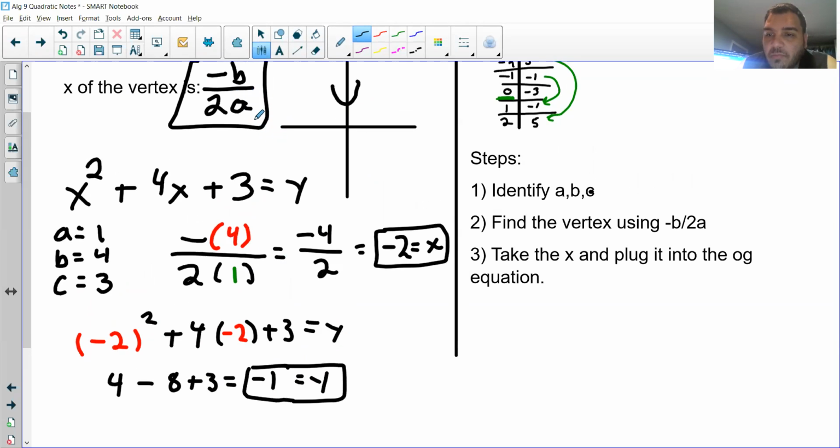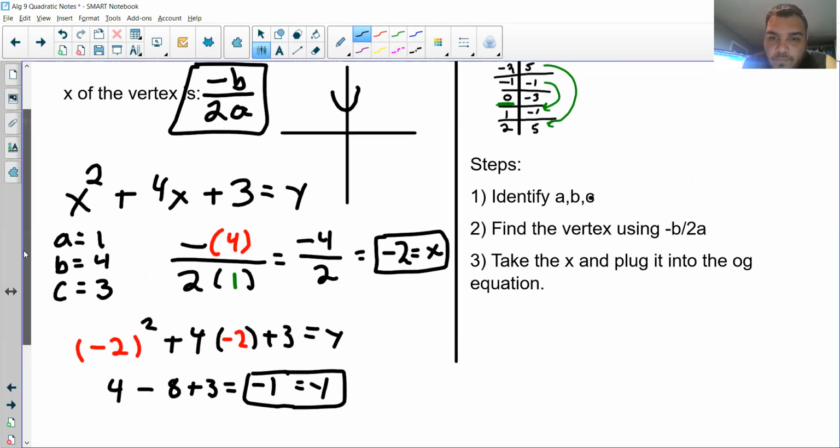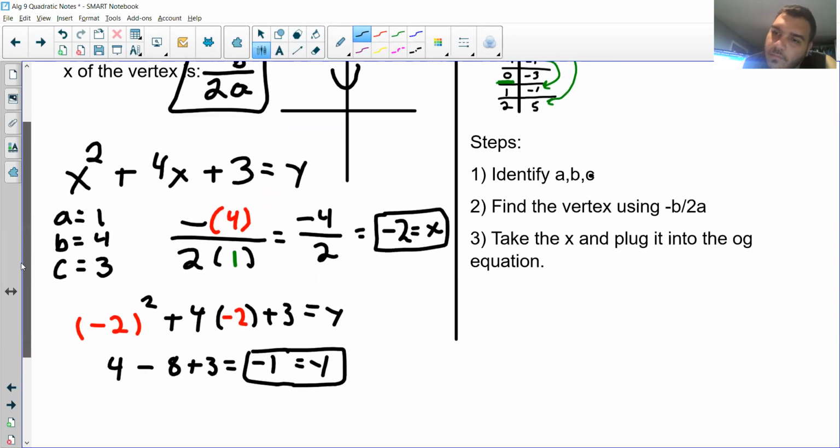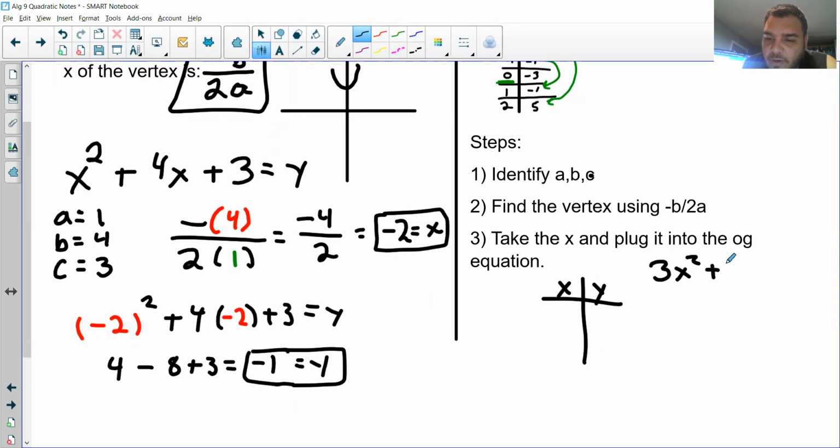How are we going to know when we're supposed to use this formula? Which one's which? So the last one yesterday, when we made our table with x and y, and it looked like something like 3x squared plus 4, I'm just making it up. Actually, I don't have to make it up. I have a do now.